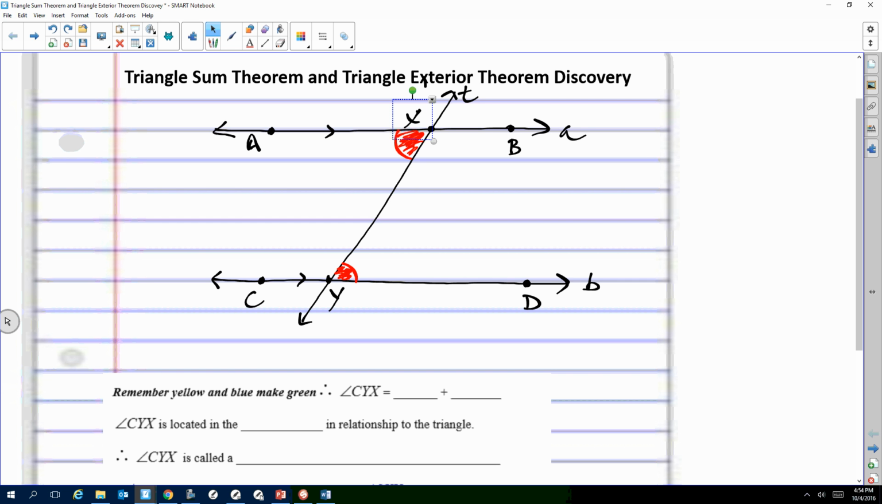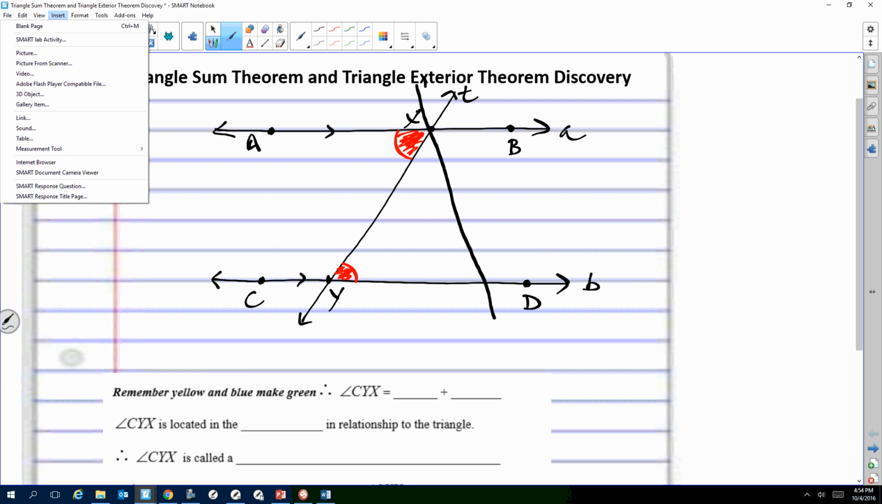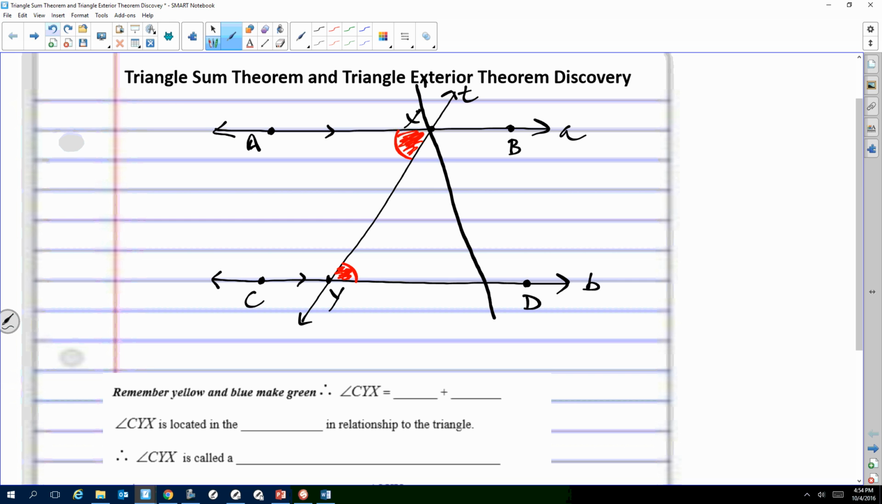All right, now I'm going to draw a positive slope through my point X. It's decreasing. This line is not very good, so let me fix this. I'm going to undo that. All right, so there we go, that's better. So this is now a new transversal. This transversal is going to be S, and the intersection of transversal S and line B is going to be Z.